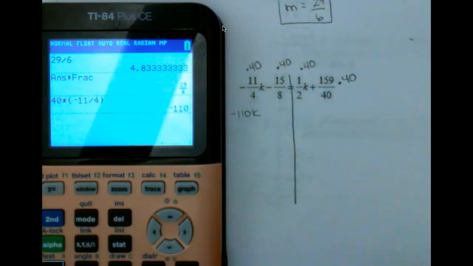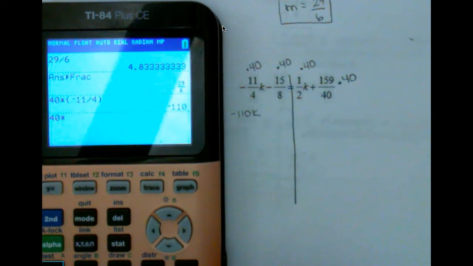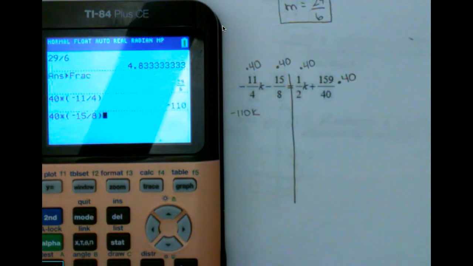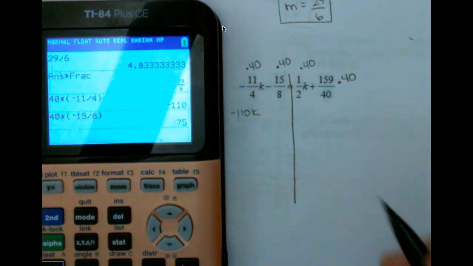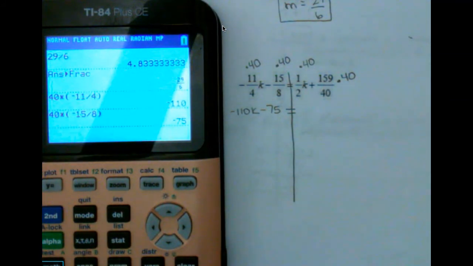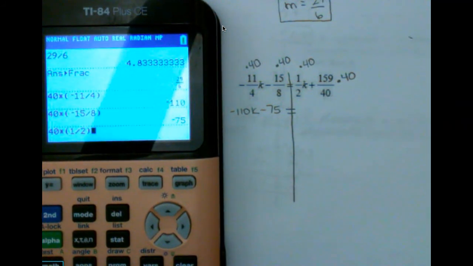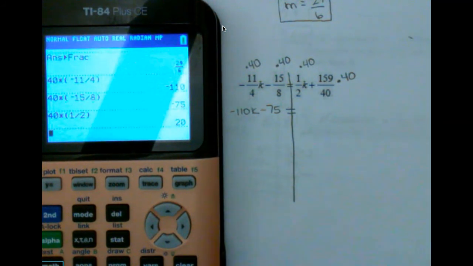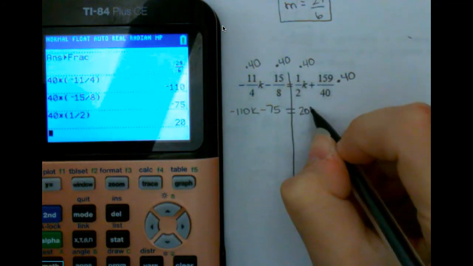Next, I'm going to do 40 times negative 15 over 8. And I get negative 75. So there's my first 2 fractions eliminated. On the right, I'm going to do 40 times 1/2. And I get 20. So this becomes 20k.